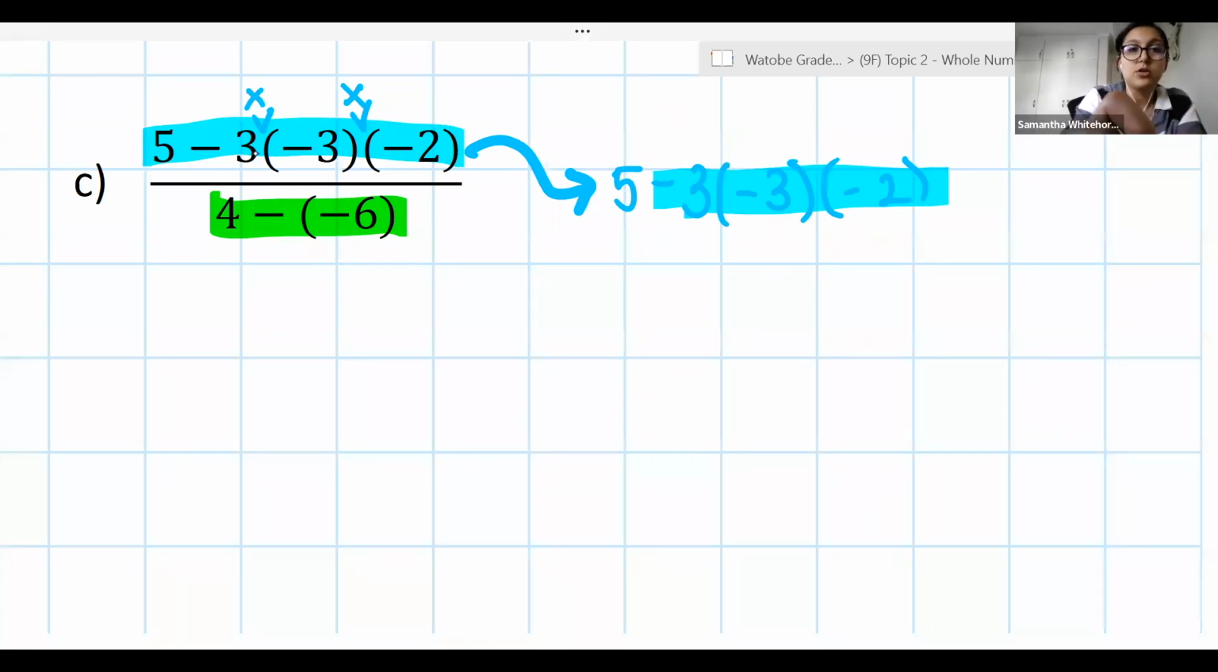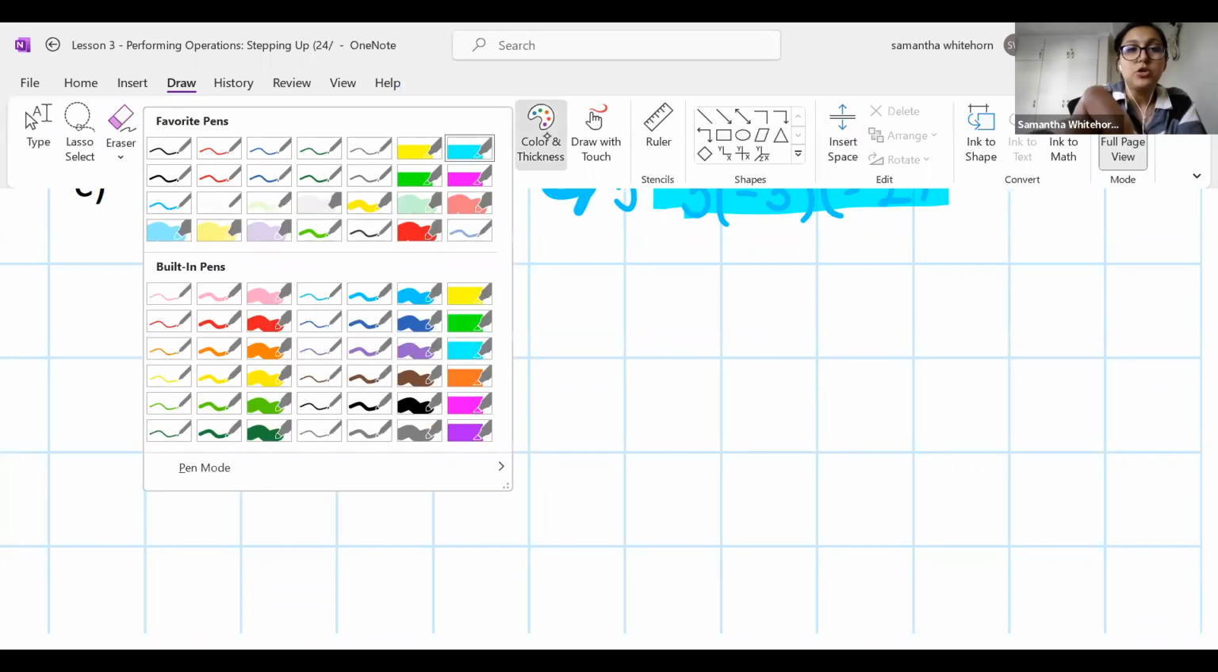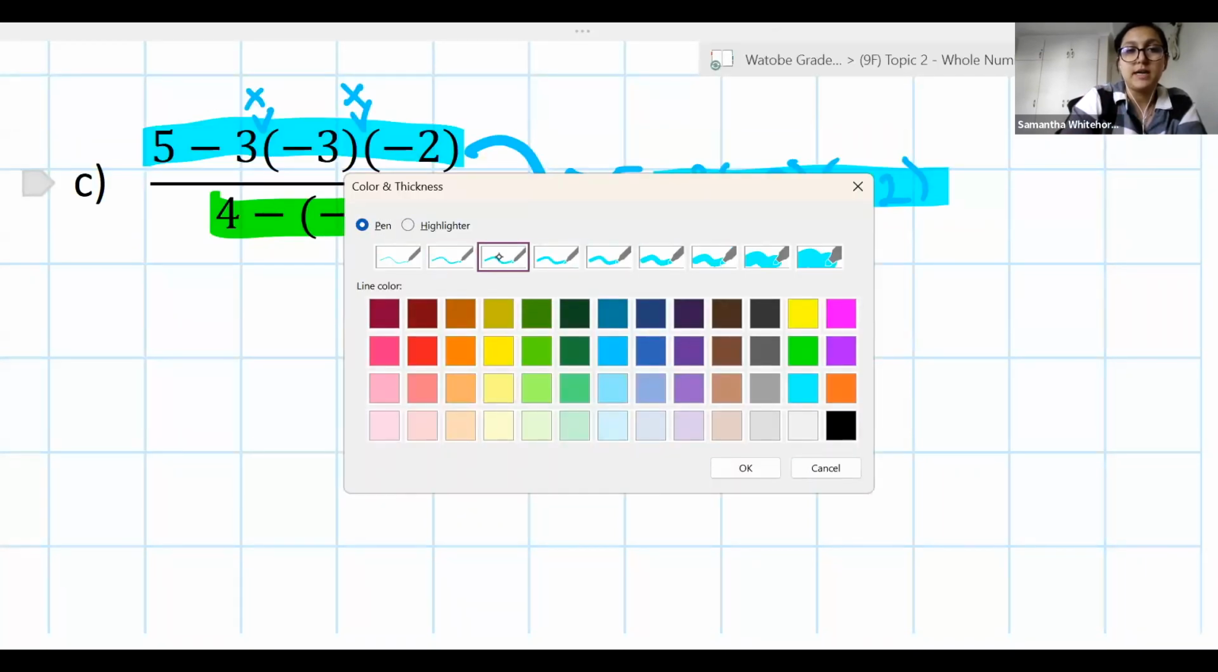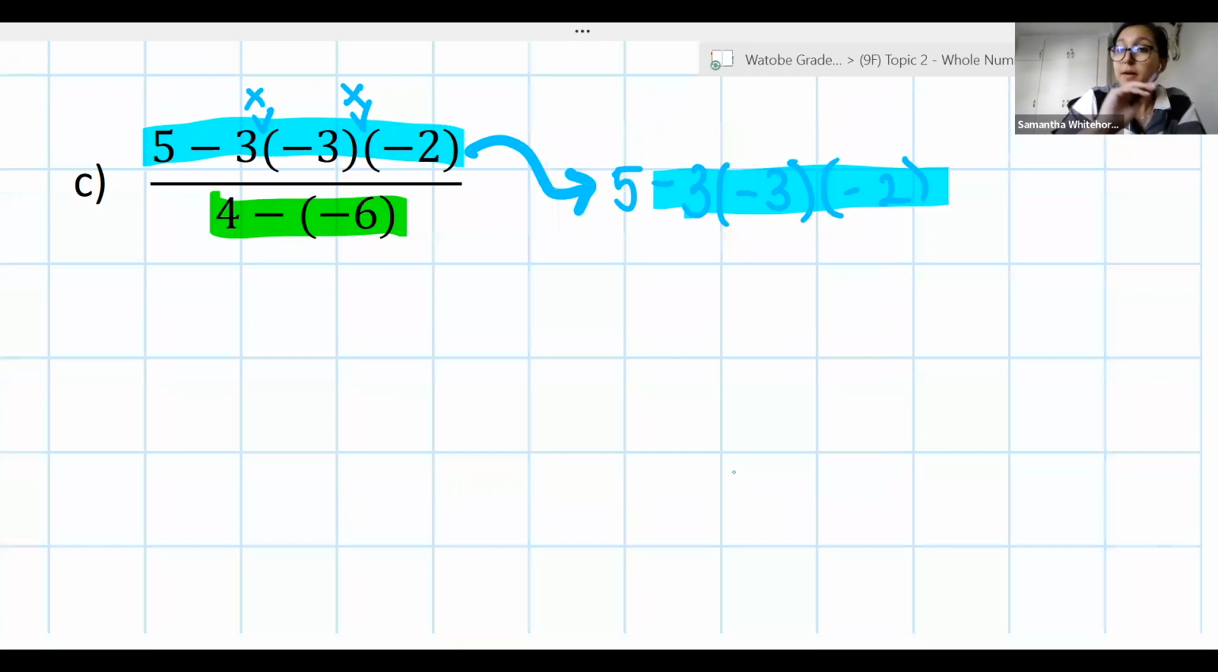Now, again, you can do it step by step if you want. You can do it all at the same time. It really is completely up to you. I'm going to go step by step. So I'm going to first multiply the -3 and the -3. That gives me, I'm going to leave my 5 there. That seems like quite a bright blue. Let's just make that a touch darker.